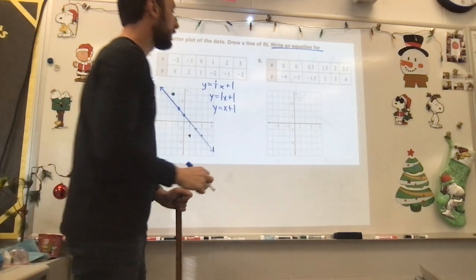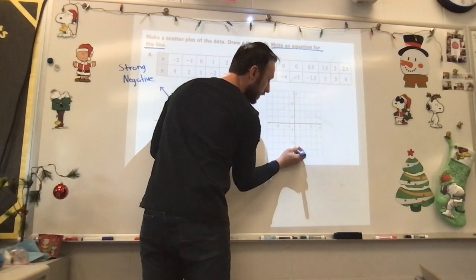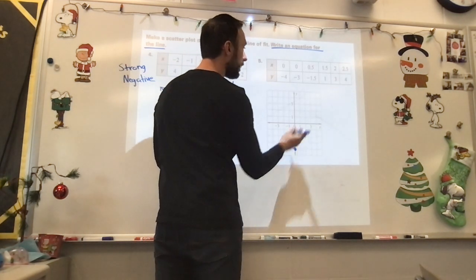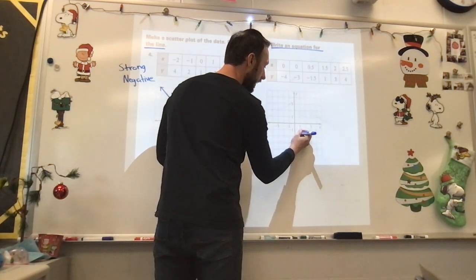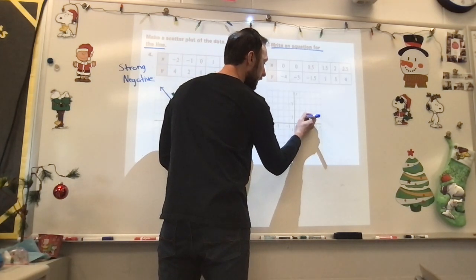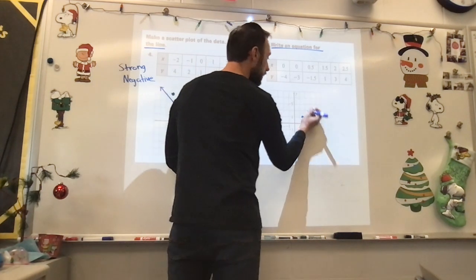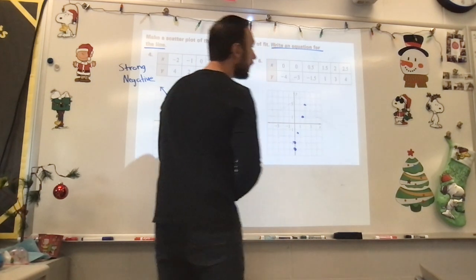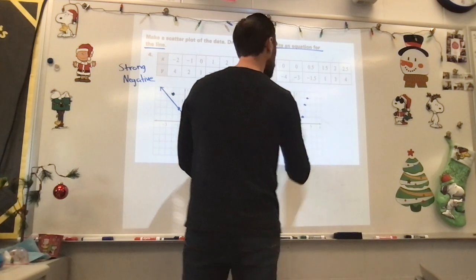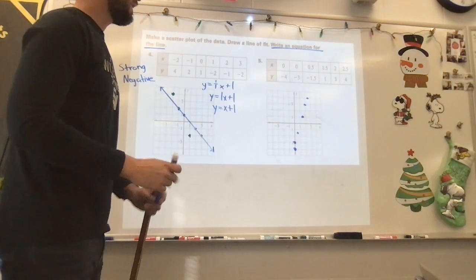Let's go to the next one. We have 0, -4. We have 0, -3. We have a half, -1.5. That's a fun one. 1.5, 1. Yep. 2, 3. That'd be right there. And 2.5, 4. So there are my points.